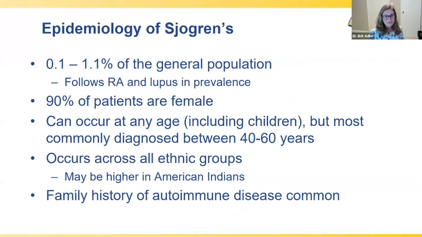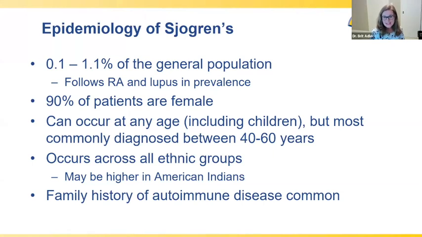So I want to talk briefly about the epidemiology of Sjögren's and who is affected by this. The prevalence is about 0.1 to 1% of the population. So it tends to be a little bit less frequent than rheumatoid arthritis or lupus. It's heavily skewed towards females, which is similar to many other autoimmune diseases. About 90% of patients are female.